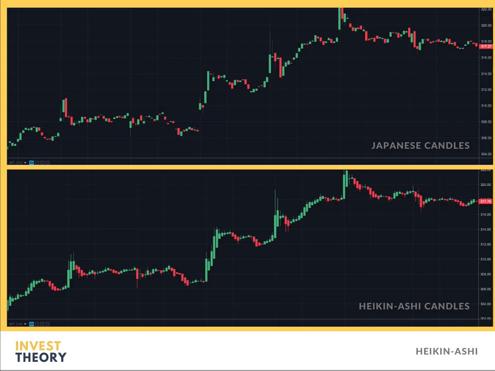Now, this chart is exactly the same. You'll notice that the price is different though. And this is because the price of the Heikin Ashi candle will not show the actual true price because it is the average of the previous candles.